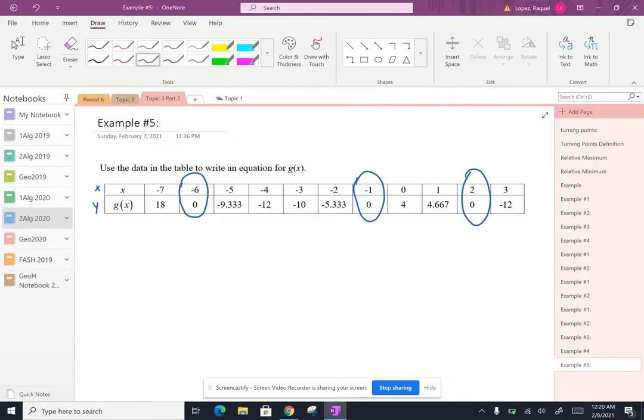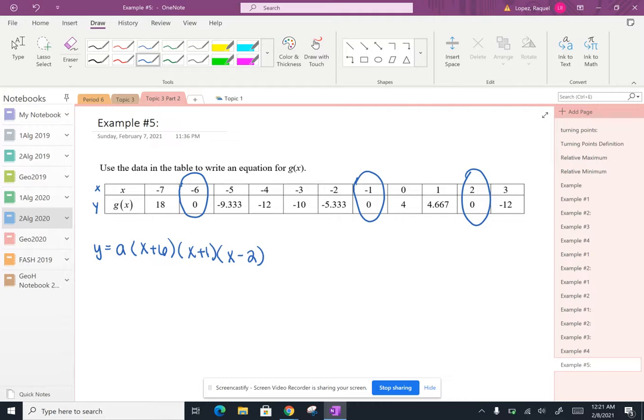So I can go ahead and start writing my equation in factored form. Y equals, the first thing I'm going to write is the letter A because I don't know what my stretch is. But the first factor I'm going to write is x plus 6. The second factor I'm going to write is x plus 1. The third factor I'm going to write is x minus 2.